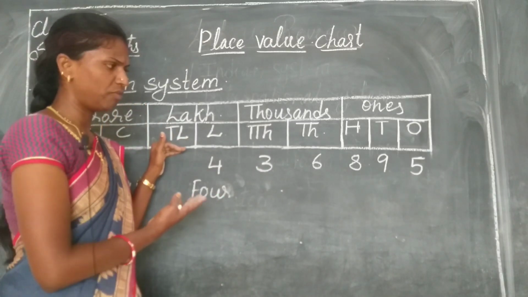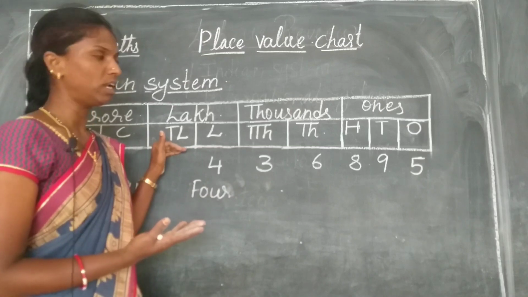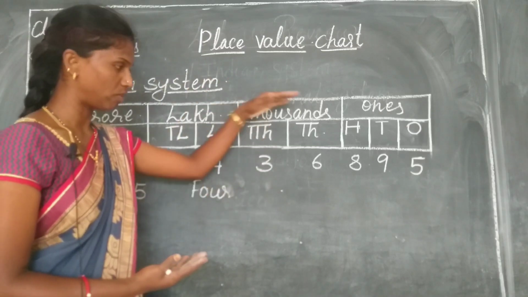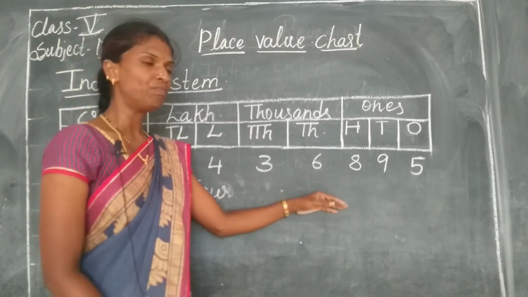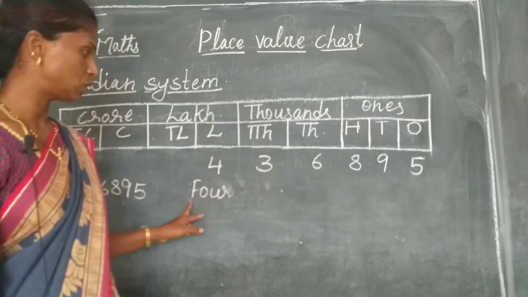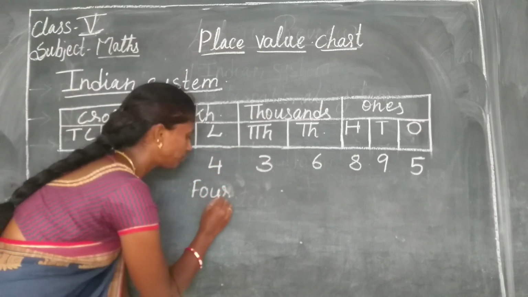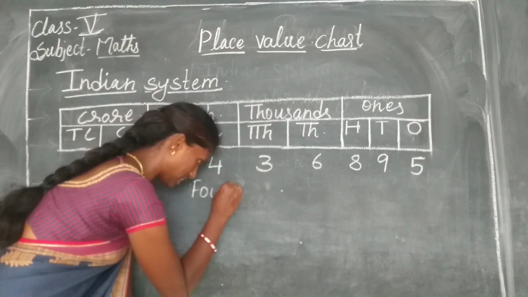If you don't know how to read large digits, we have to take the place value chart and arrange the numbers under it. It will be very easy for you to read the large digits. So now I am reading the number which I have taken.